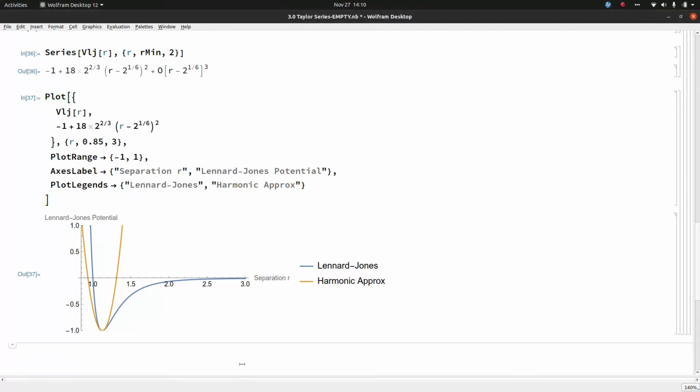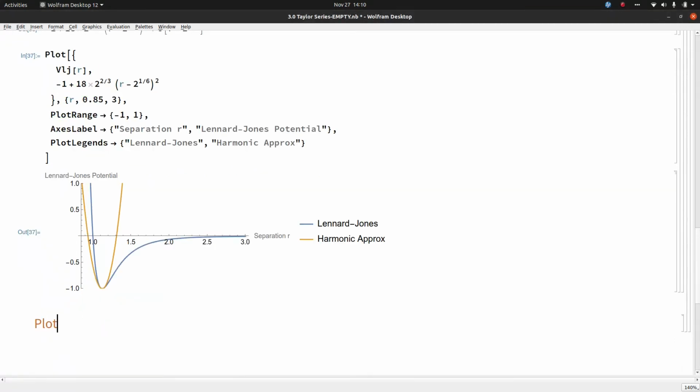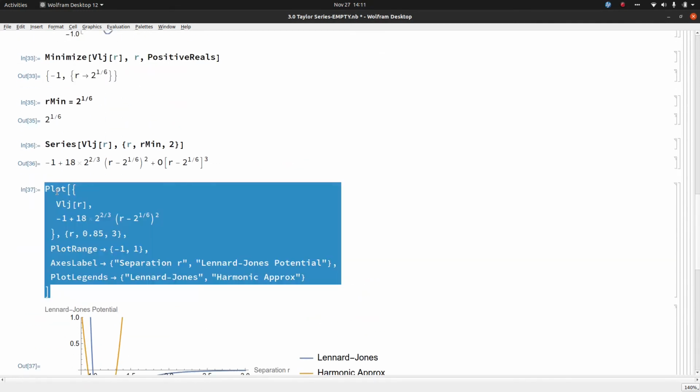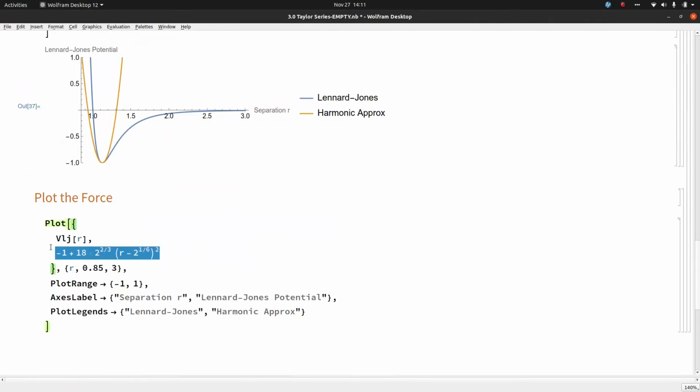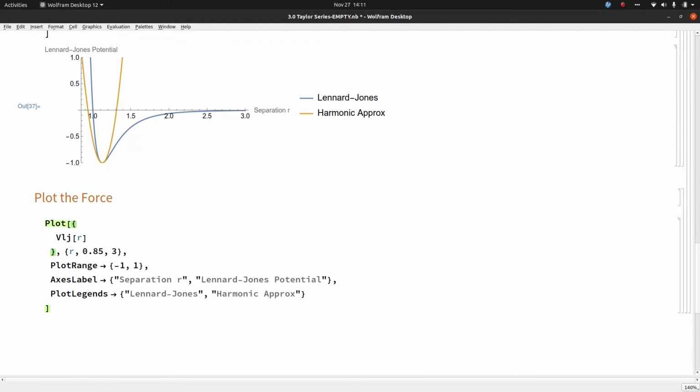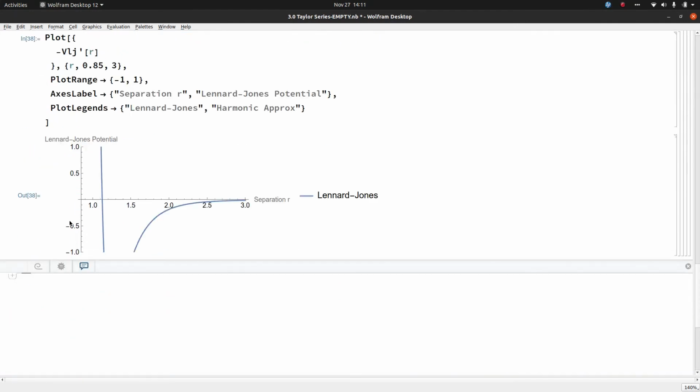We can also plot the force. I am going to plot the force here. Now remember, you may recall that the force is minus the derivative of the potential. So again, Mathematica is your friend. You don't have to do all of this computation by hand. We're just going to plot the force here.